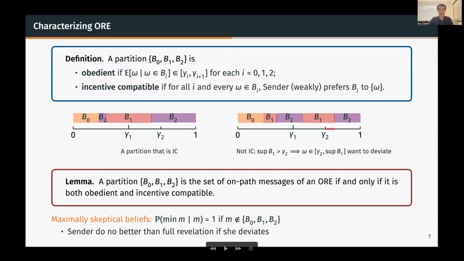My first result shows that a partition is the set of on-path messages of an obedient recommendation equilibrium if and only if it is both obedient and incentive compatible. You may wonder, incentive compatibility only prevents deviations to fully revealing the state. But how about other deviations? I follow the literature to impose maximally skeptical beliefs. That is, upon seeing any off-path message, the receiver would put probability 1 on the lowest state consistent with the message. Therefore, if the sender wishes to deviate, she can do no better than fully revealing the state.